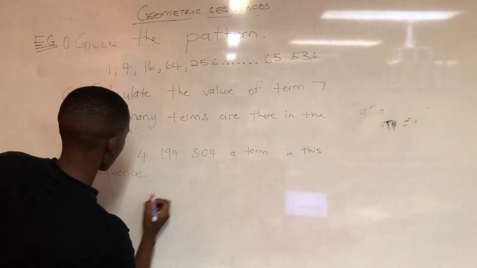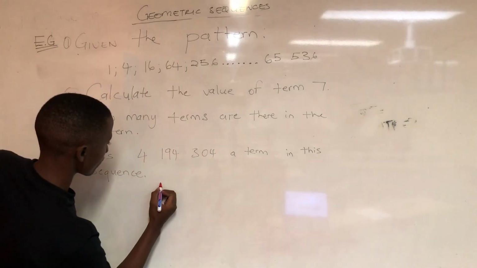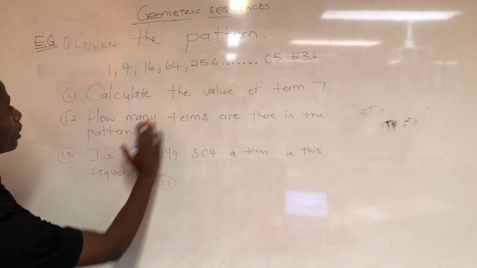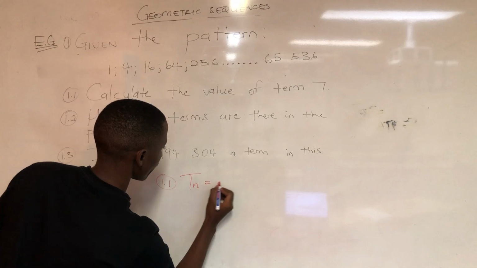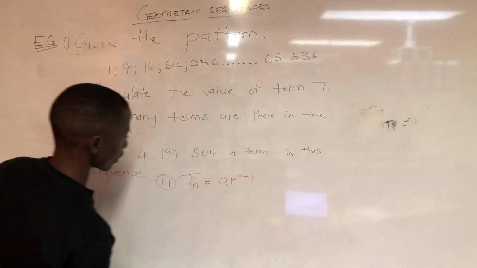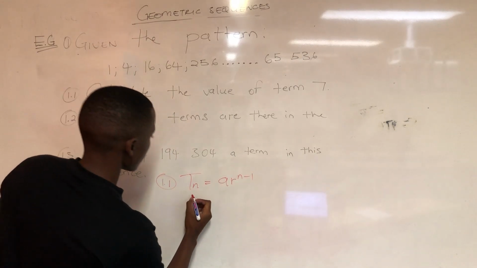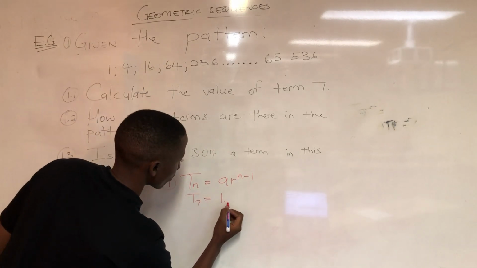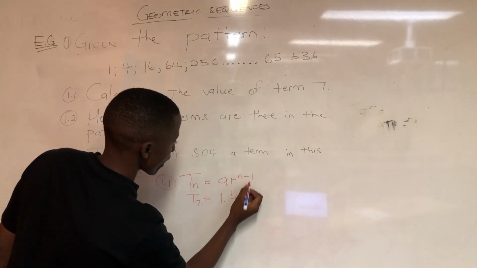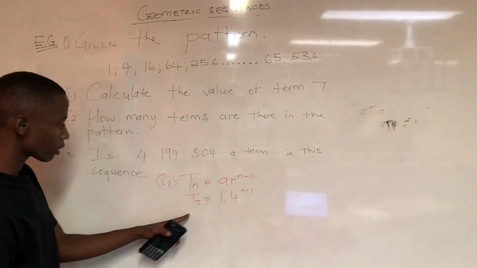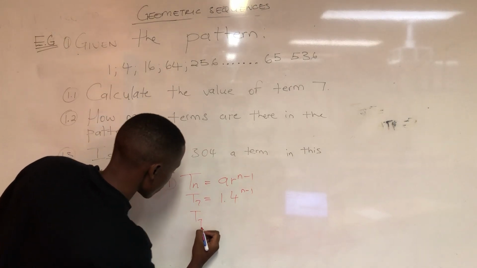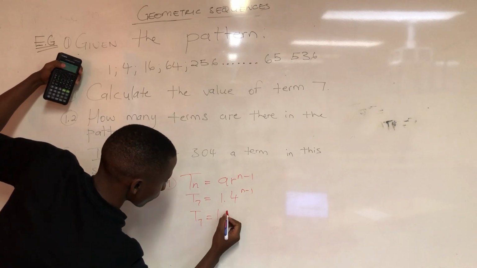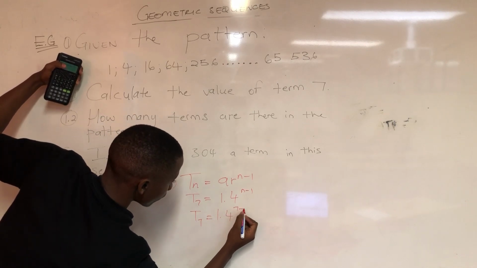Let's calculate the value of term 7. Tn is equal to A times R to the power of n minus 1. So T7 will be equal to, what's A? A is 1, multiplied by 4, which is the ratio, to the power of n minus 1. For term 7, our term 7 will be equal to 1 multiplied by 4 to the power of 7 minus 1.